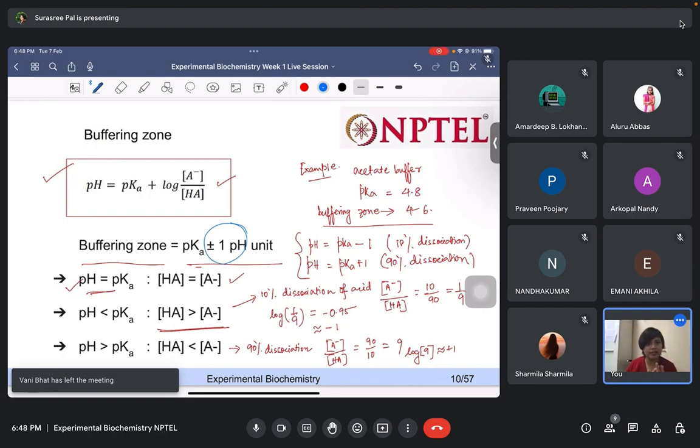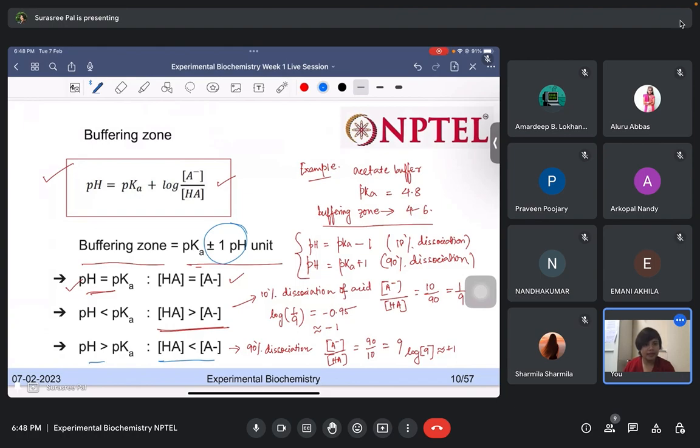Is that clear? Any doubt? And of course, when pH value is greater than pK, then the acid concentration will be lower than the conjugate base concentration.